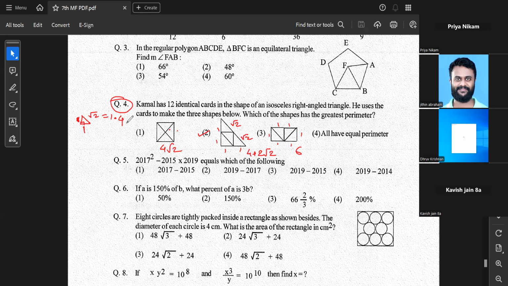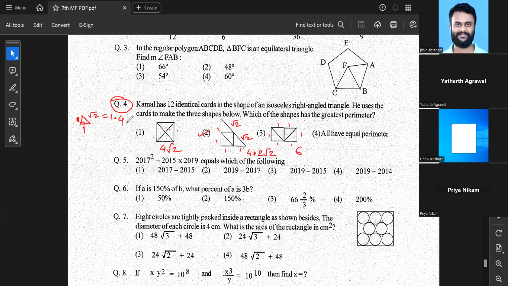Sir, I just wanted to ask something again. Yep. Tell me. Why do you take the side as root 2? Pythagoras theorem. Okay. Under root of 1 square plus 1 square is under root of 2. Got it? Okay, sir.